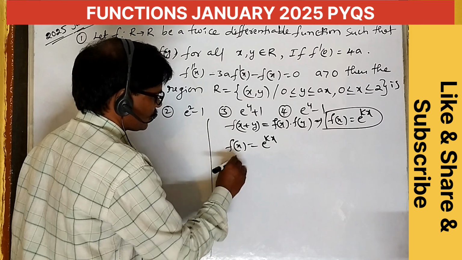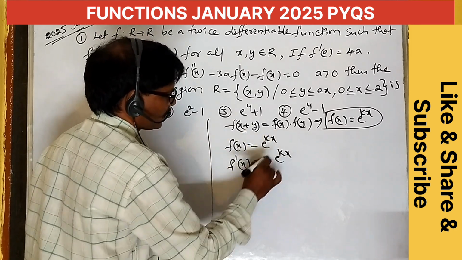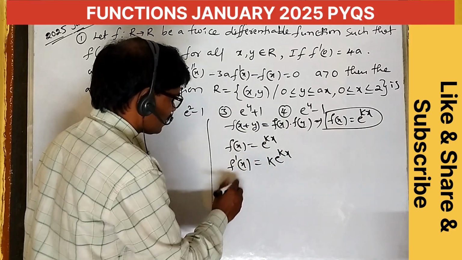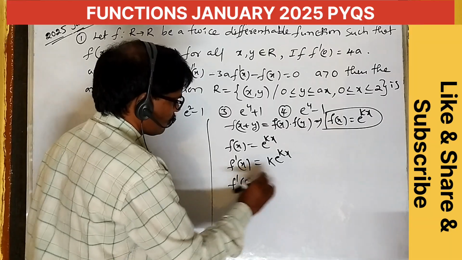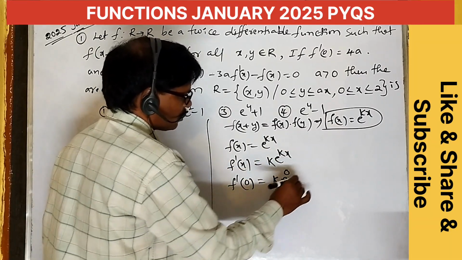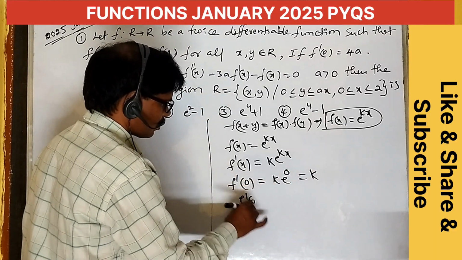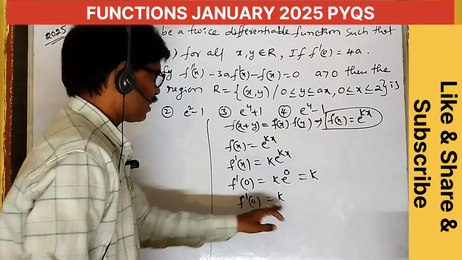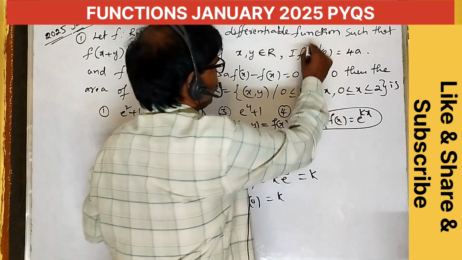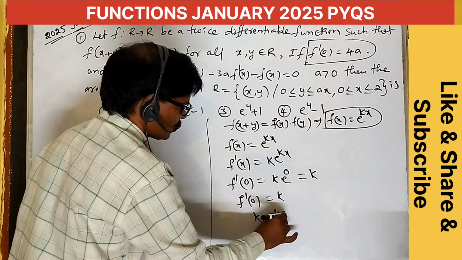Differentiation with respect to x, f dash of x is equal to e power kx into k, since kx derivative equal to k. Observe, f dash of 0 equal to what? f dash of 0 equals k into e power 0, e power 0 is equal to 1, so f dash of 0 equal to k. Here f dash of 0 is equal to 4a, so k is equal to 4a.